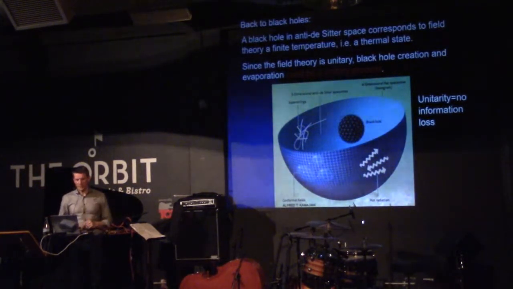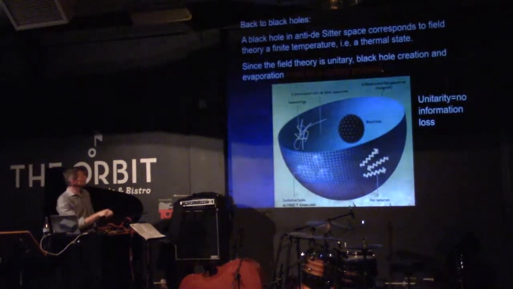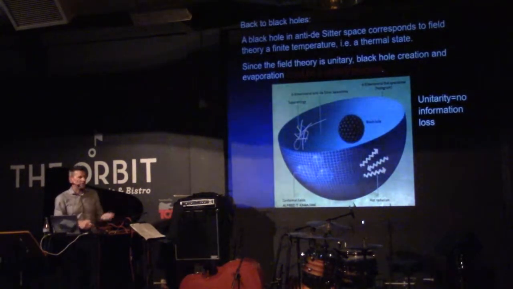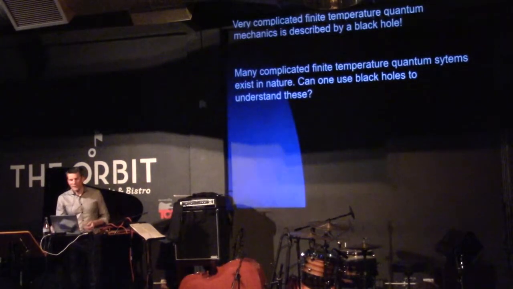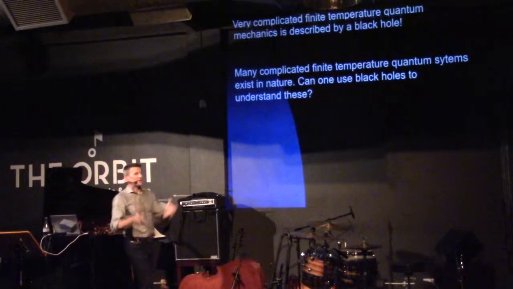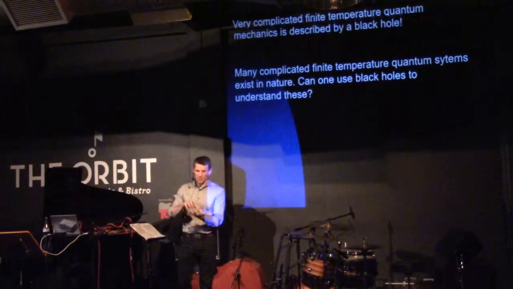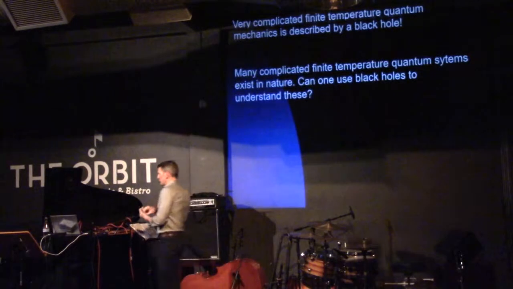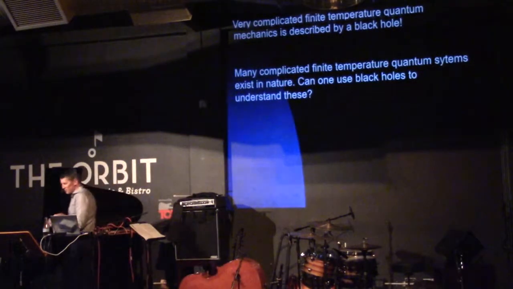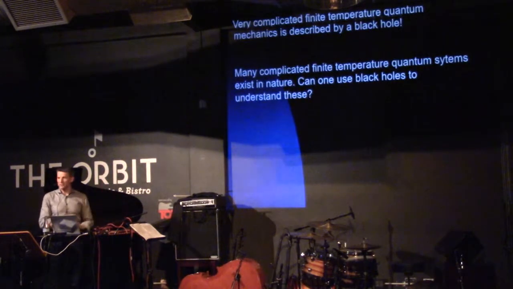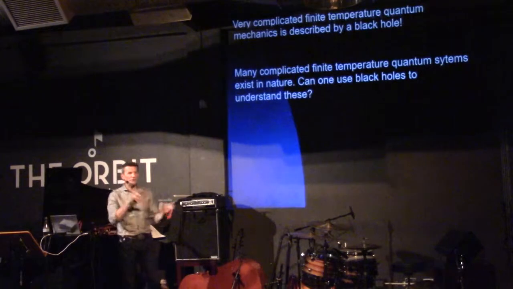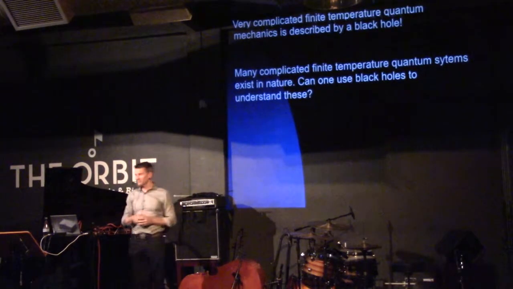Now that's great. In particular, in this mathematical setup, you can see why this information loss is no longer there. So that is going to be resolved now. But it also has all kinds of other applications, because if a finite temperature screen can be described by a black hole, then maybe we can turn it around. Maybe we can use black holes to learn something about finite temperature screens. It is, after all, a different description of the same thing.